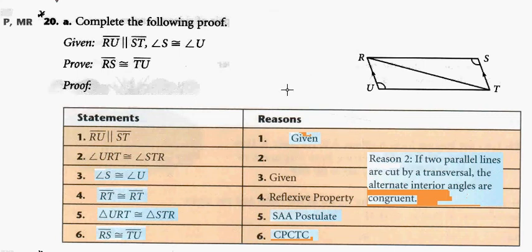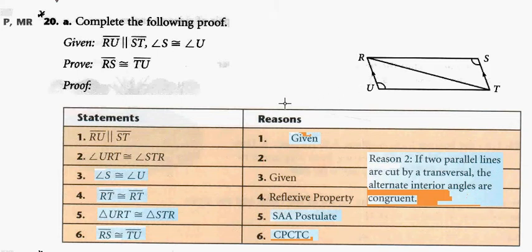Okay, in problem number 20, we're supposed to complete the following proof. Given that RU is parallel to ST and that angle S is congruent to angle U, we're supposed to prove that RS is congruent to TU. So the first thing is that RU and ST are parallel.